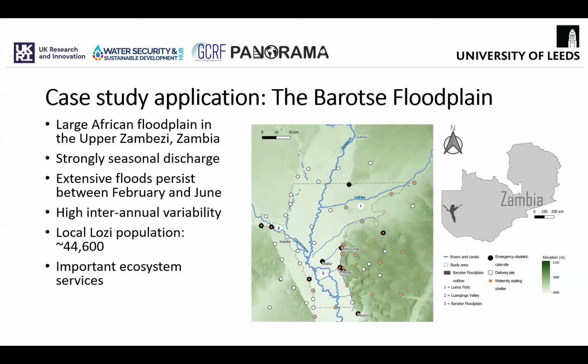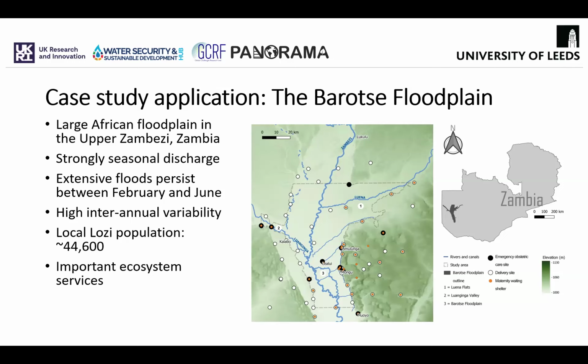So the case study was the Mroz floodplain in Zambia. If anyone's been there, it's absolutely stunning, would recommend it. And it has these extensive floods that persist between typically February and June. And there is a high annual variability to be expected in those floodwaters.